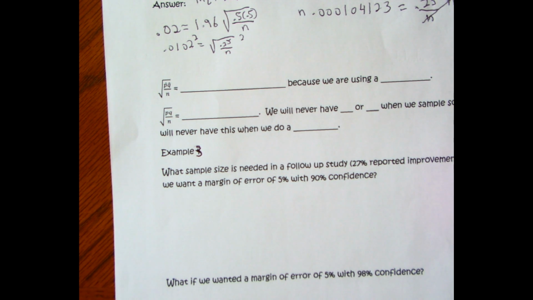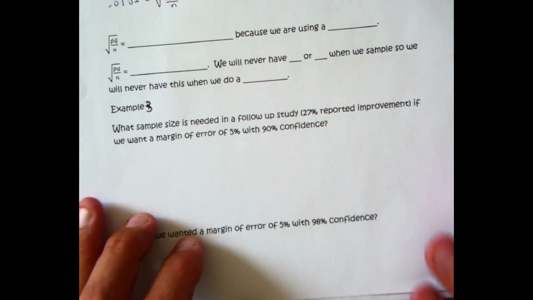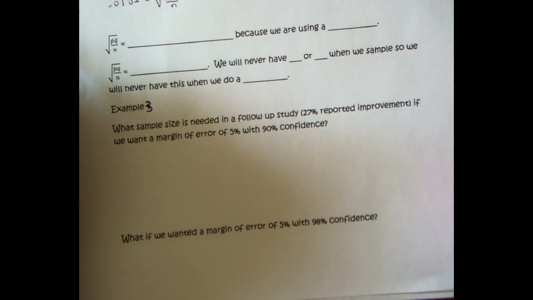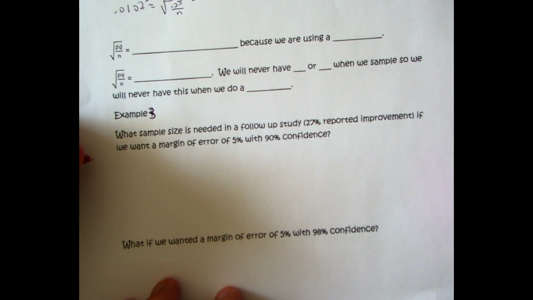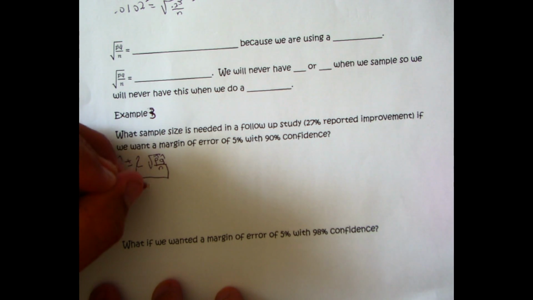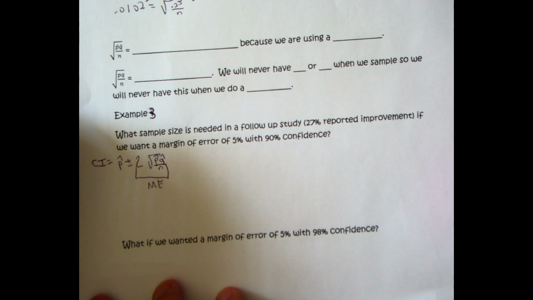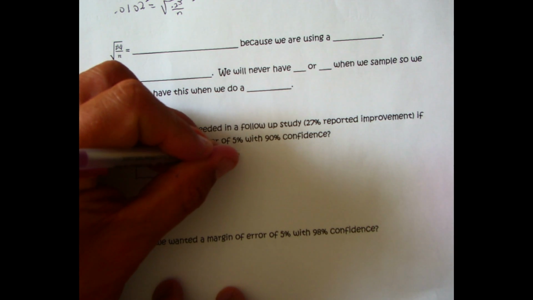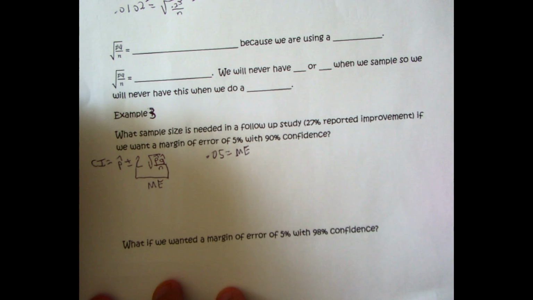Alright, so example 3 here. Let's take a look at this. Alright, so what sample size is needed in a follow-up study if we want a margin of error of 5% with 90% confidence? Okay, so we know in our confidence interval formula that this part right here is margin of error. So we want 5% to equal our margin of error.